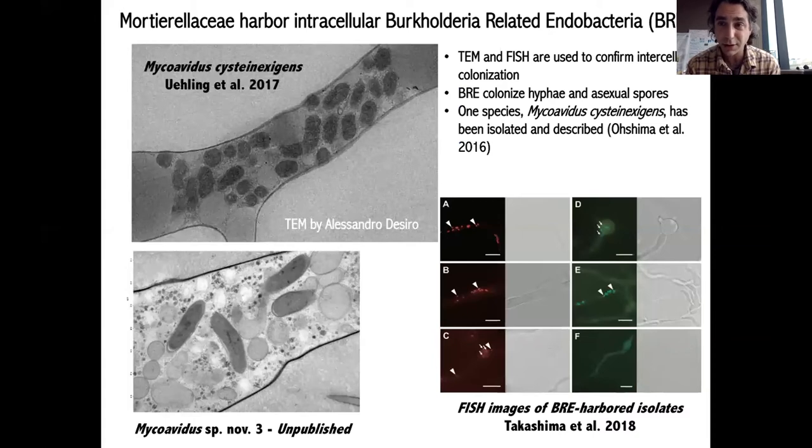So how do you know they're endobacteria? To really demonstrate this, transmission electron microscopy or FISH are used to confirm it. Here are two different groups that we show from Alessandro Desirò's work. And then FISH is shown here from the Takashima et al. paper in 2018, showing these bacteria inside the hyphae and inside sporangiospores.